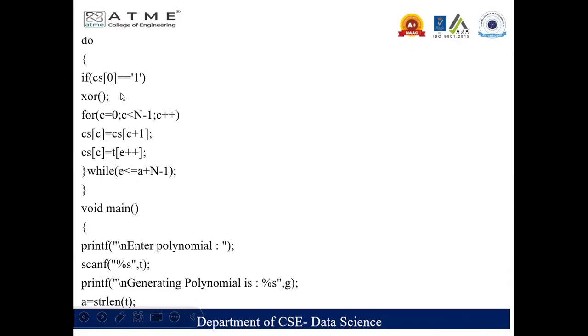So if the leftmost bit, or the first bit, is 1, then it is going to perform the XOR operation. So what is this XOR operation?